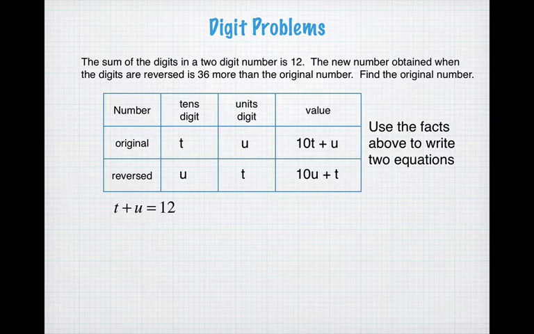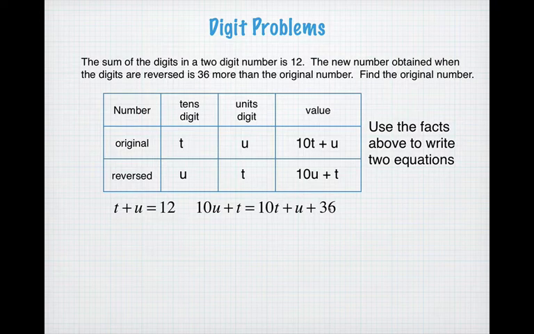Now the new number obtained when the digits are reversed, that's 10U plus T, that means equals 36 more than the original number. Well, here's your original number, so we're going to add 36 to it. So here's that equation. 10U plus T, that's our reverse number, equals 10T plus U, that's our original, plus 36.